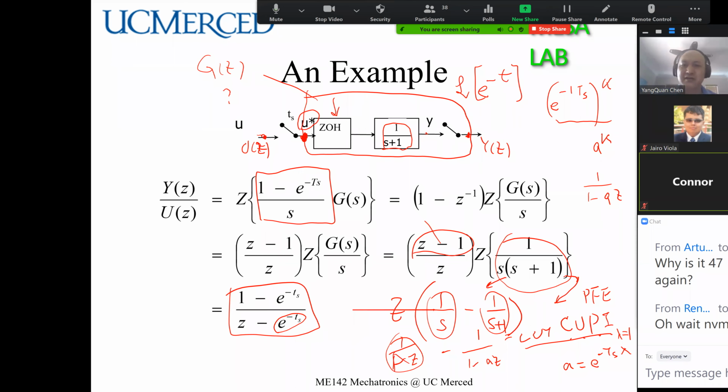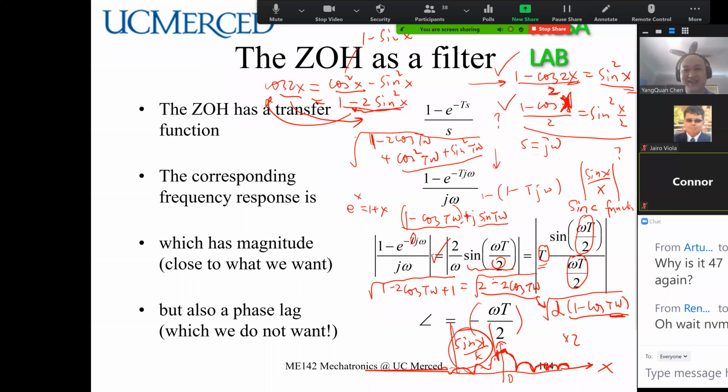G of Z, okay? So then it's Y of Z divided by U of Z. So then you need to consider the zero-order hold (zero H). Then you need to extract this term and divide it to get G(s) divided by s. So this you should know. If you don't follow this step and you ignore the zero H, it is physically wrong, okay? You cannot escape the zero H, okay?